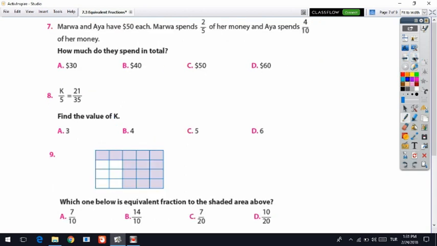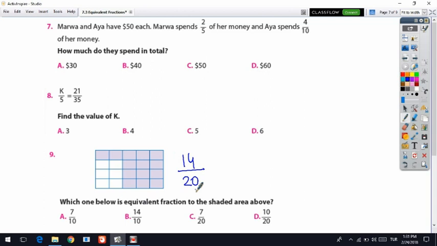Okay, one more question from another page. Let's look at this one. Which one below is an equivalent fraction to the shaded area below? First of all, let's find this one. The fraction bar: how many equal parts do we have in this whole? 1, 2, 3, 4, 1, 2, 3, 4, 5, 20. After that, how many chosen parts do we have? 1, 2, 3, 4, 5, 6, 7, 8, 9, 10, 11, 12, 13, 14. Everybody, we have 14 over 20.